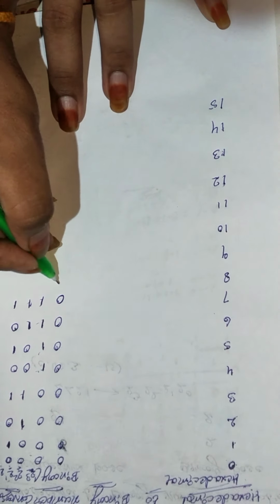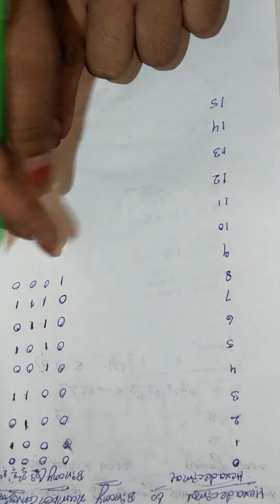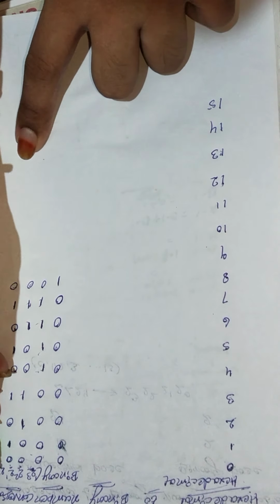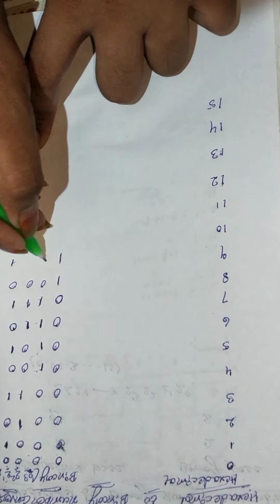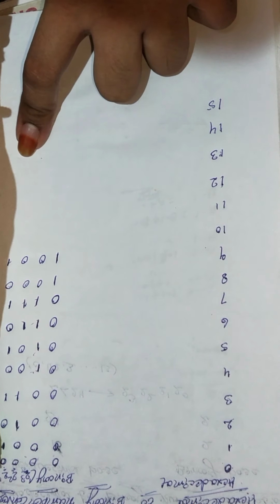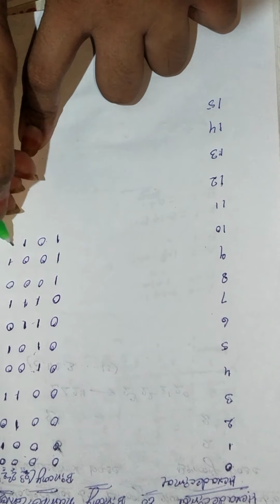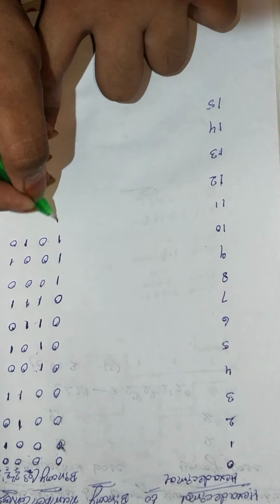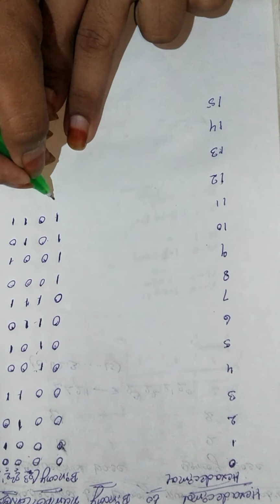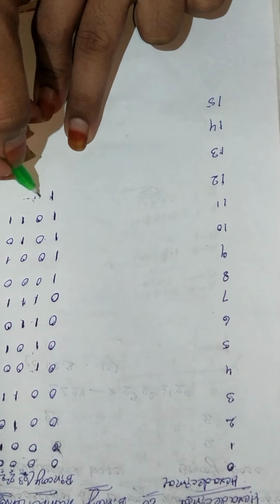8 is 2 cube, that is 8, remaining 0. 9 is 2 cube plus 2 power 0, that means 8 plus 1, remaining 0. 10 is 2 cube plus 2 power 1, 8 plus 2, 10, remaining 0. 11 is 2 cube, 2 power 1, 2 power 0, remaining 0. 12 is 8 plus 4, remaining 0.